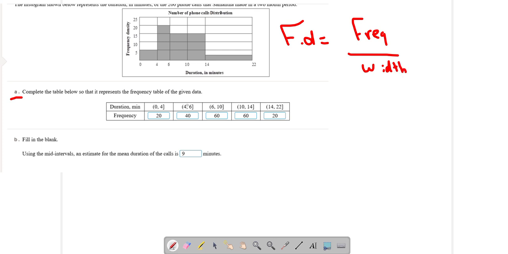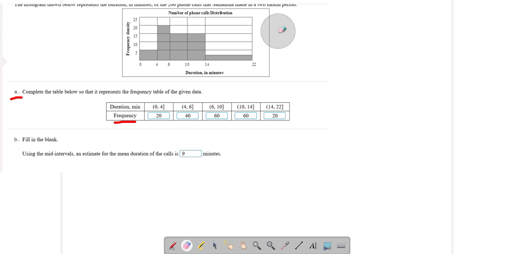This is a rule you need to know, but here they want frequency. So what do we do? We can obtain it by cross multiplication: frequency is equal to width times frequency density. I'll give you an example to show.